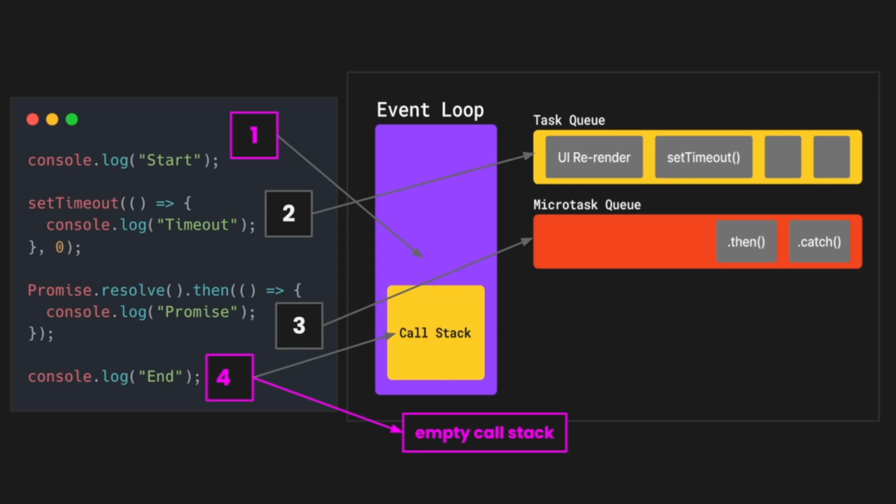So we got number one executed, then number four, but now we're going to look for something to do. There's nothing to do, so we look at the micro task queue and get number three, which is the resolve from our promise. And finally, number two, not bad.